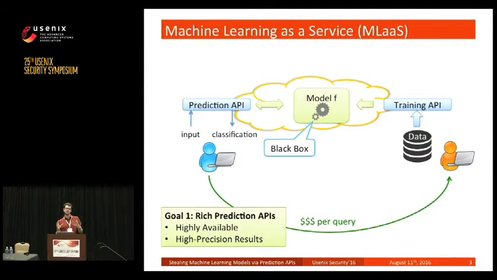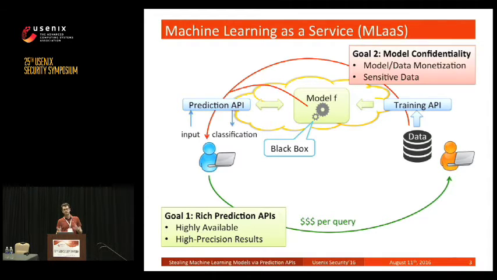On the one hand, you want this prediction API to be as rich and as available as possible because it should warrant the fact that someone is going to pay for it. But if you're going to monetize this model, you should make sure that it remains confidential. And in some cases, as we'll talk about as well, you might want to ensure that the data on which this model was trained does not leak either, because it might be sensitive.